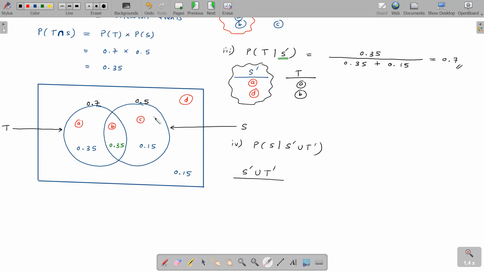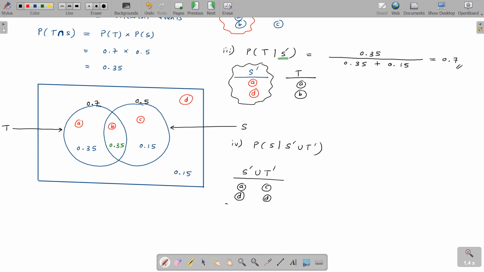Okay, so S dash includes all the regions outside of circle S. Outside of circle S, we have region A and D. Agreed? S complement includes the regions outside. Next, T dash or T complement. T complement takes the regions outside of T. So outside of T, we have the regions C and D.